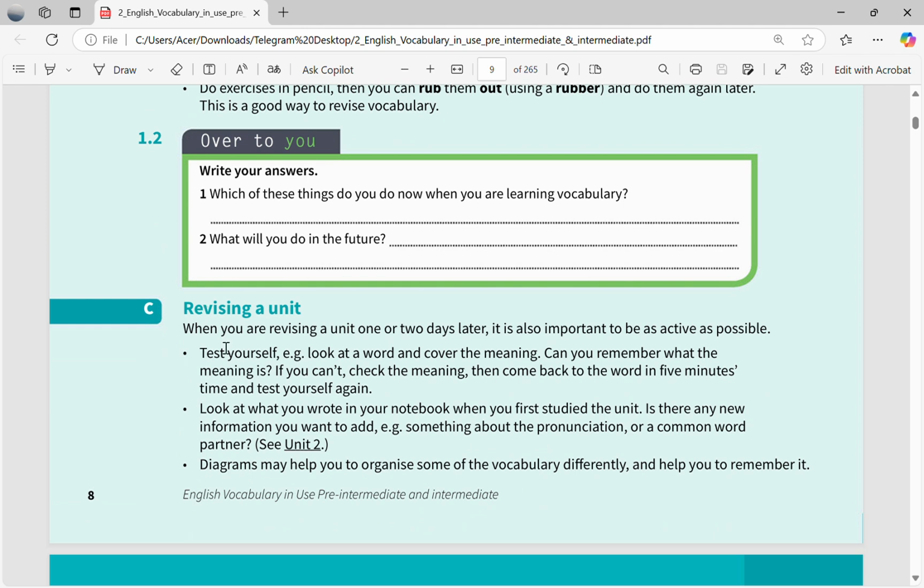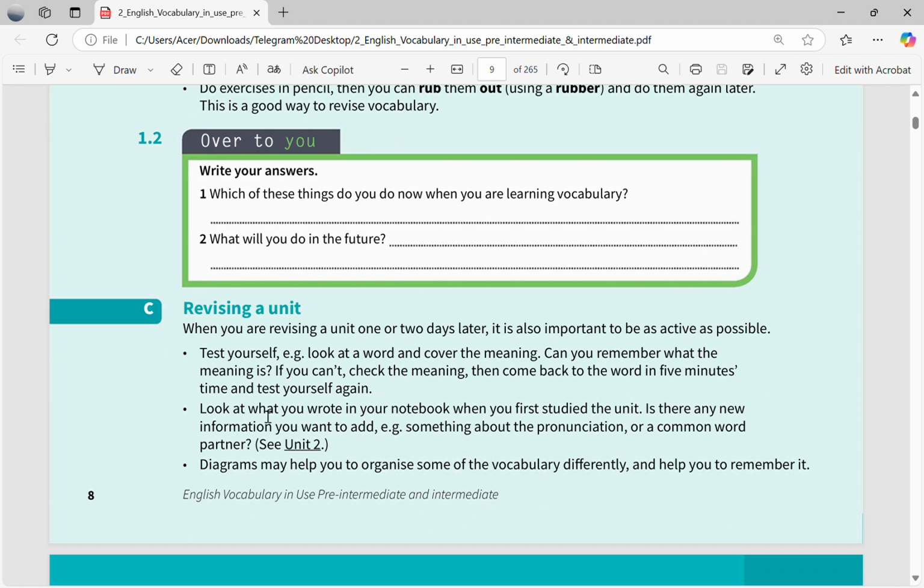Revise your unit. When you revise your unit 1 or 2 days later, it's also important to be as active as possible. Test yourself. Look at the word, cover the meaning. Can you remember what the meaning is? If you can't, check the meaning. Then come back to the word in 5 minutes' time and test yourself again.